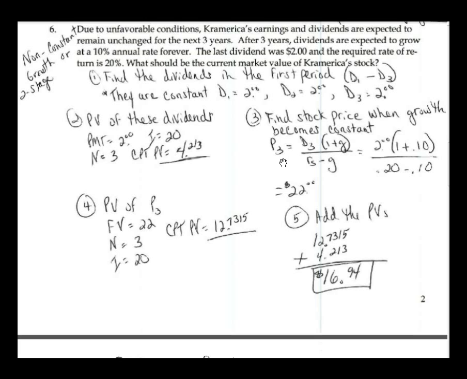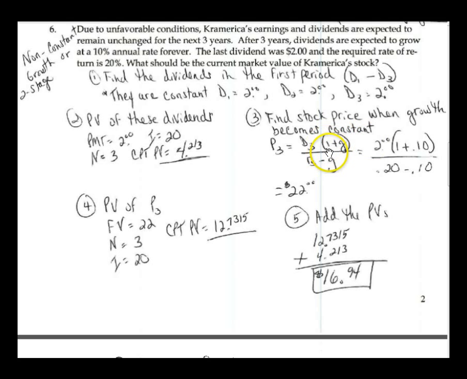So P sub 3 is going to equal D sub 3 times 1 plus the growth rate divided by the required rate of return minus the growth rate. Notice that it's just like the Gordon model you've been working with so far. These two things have to essentially have the same subscript number. If not, if you wanted to do P sub 3, you could look at P sub 3 equaling D sub 4 divided by R sub S minus G, and that's totally fine.